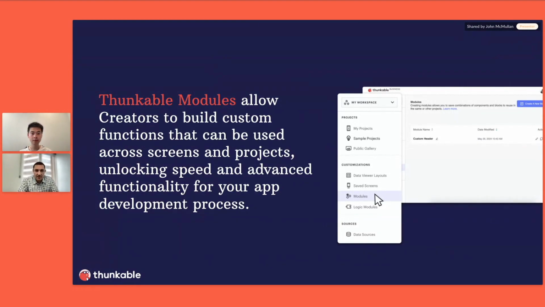So to step back, Thunkable modules really allow you, the user and the creator, to build custom functions that can be used across screens, across multiple projects, across multiple apps. And it really does two things for you. It helps unlock speed so that you can build faster, and helps you unlock advanced functionality for your apps. So we'll cover a bit of that today.